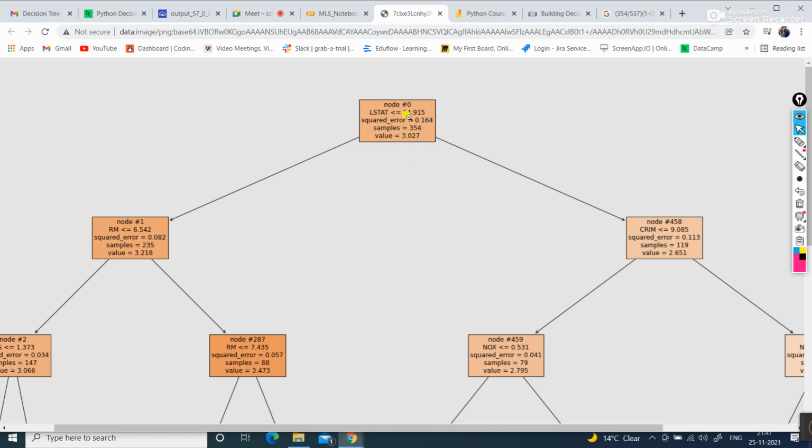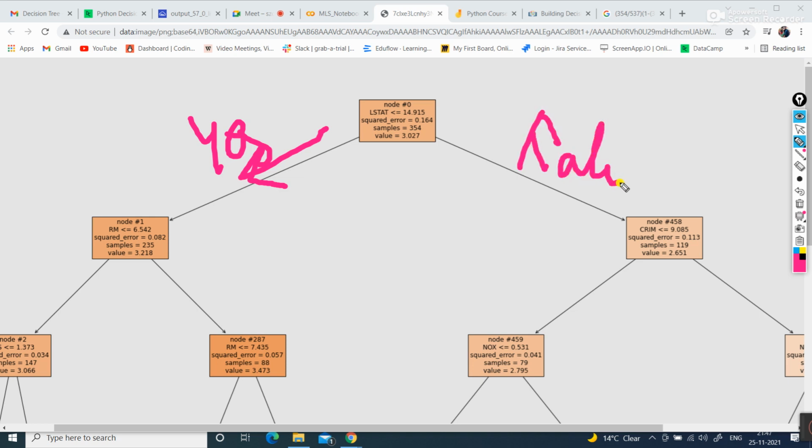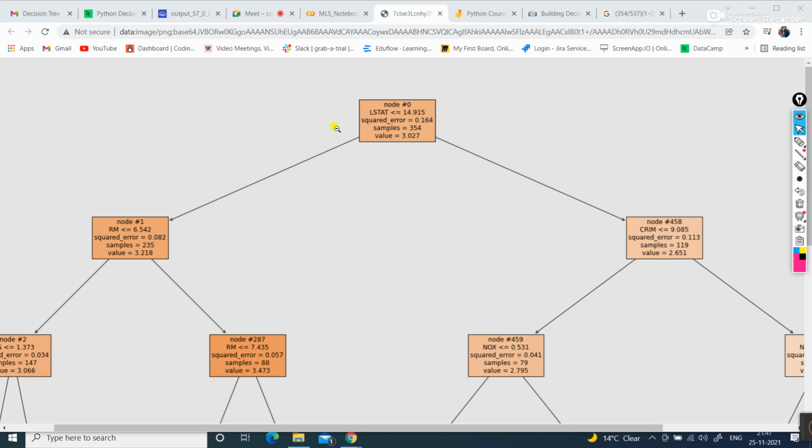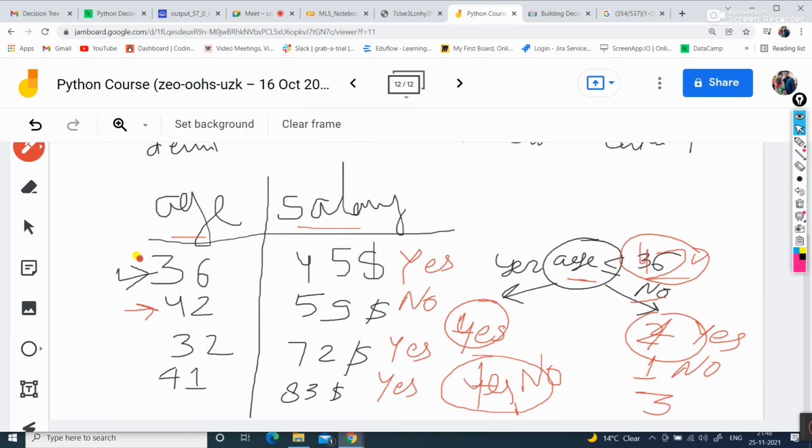Okay. So LSTAT is 14.915. All the values less than or equal to 14.915 would go on the left hand side, that is true. And all the values higher than this value will go on the right hand side. But the question again is, can we understand how they are obtaining this 14.915? By calculating one by one.